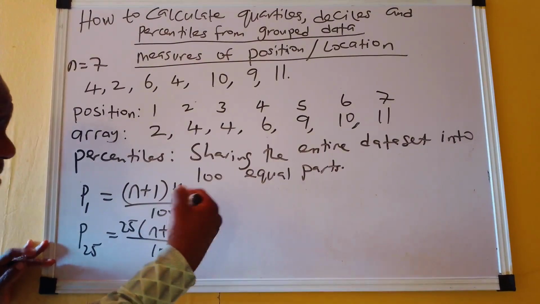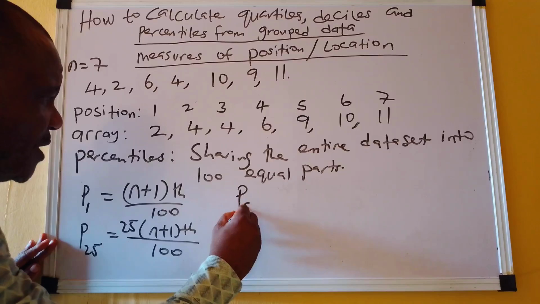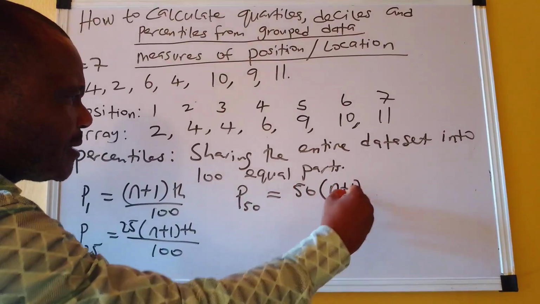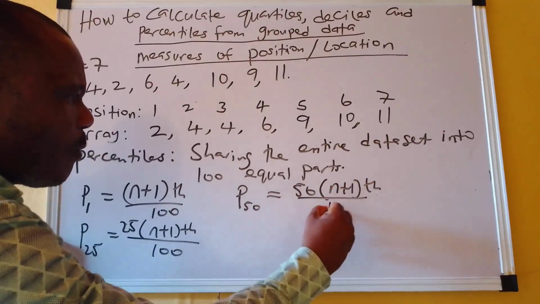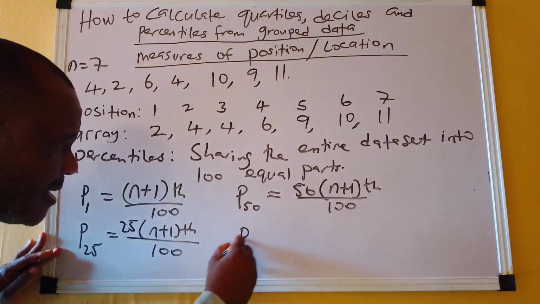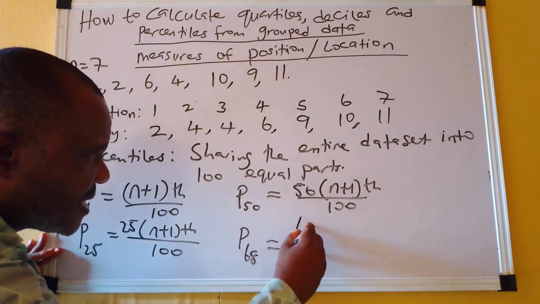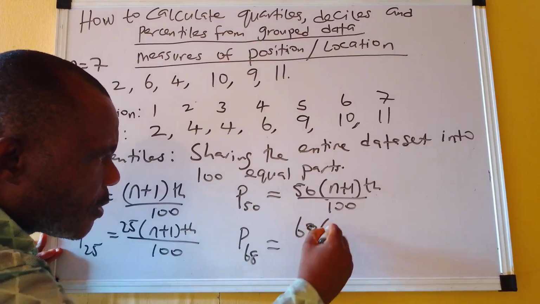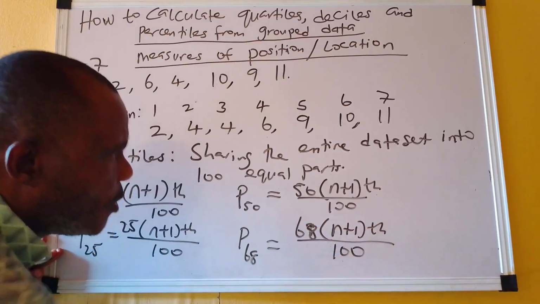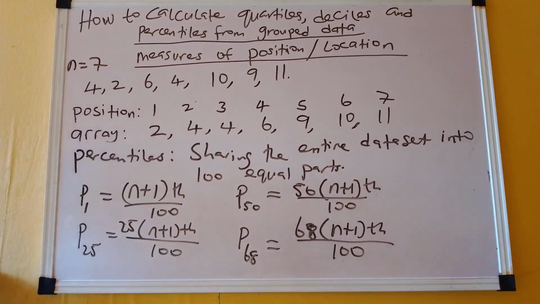If I want to get, for instance, the 50th percentile, which is P subscript 50, it will be equal to 50 into (n plus 1) all over 100. Of course, if I want to get the 68th percentile, P68, it will be equal to 68 into (n plus 1) position all over 100. So you are sharing the data set into 100 equal parts. That is what we mean by percentiles.